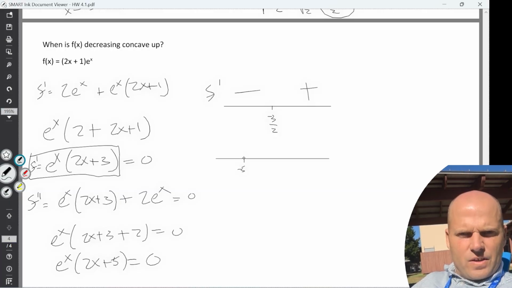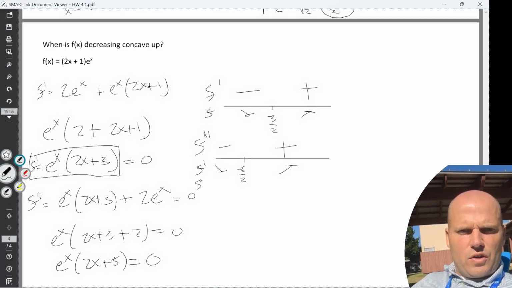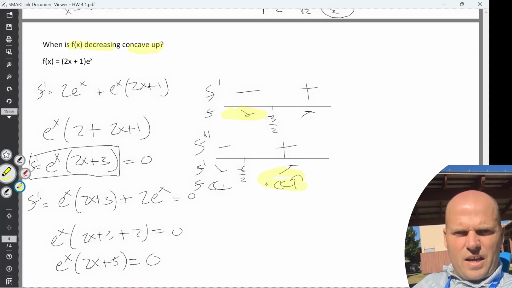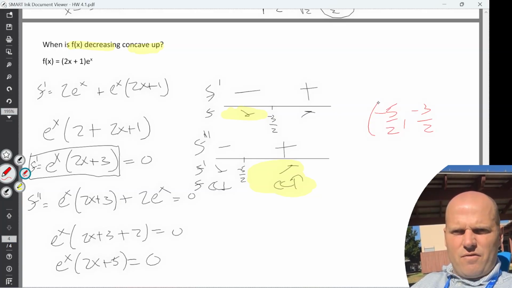-5/2 is to the left of -3/2. We'll get positives, negatives. This is my second derivative. The first derivative tells me about f. The second derivative tells me about the first derivative, which tells me about the curvature of the original function. Cool, so nothing's going away on us. When is f decreasing? Here's f decreasing. When is f concave up? Here's f concave up. So when are we doing both? We see the interval -5/2 to -3/2.